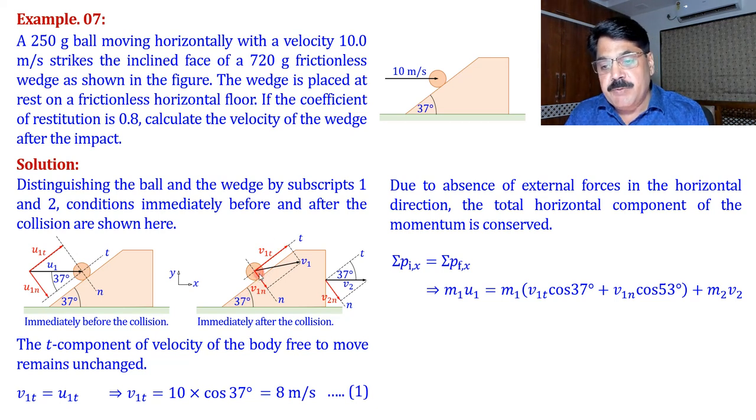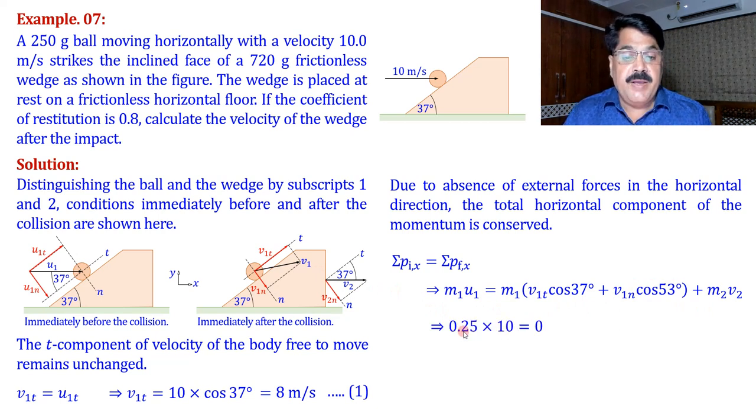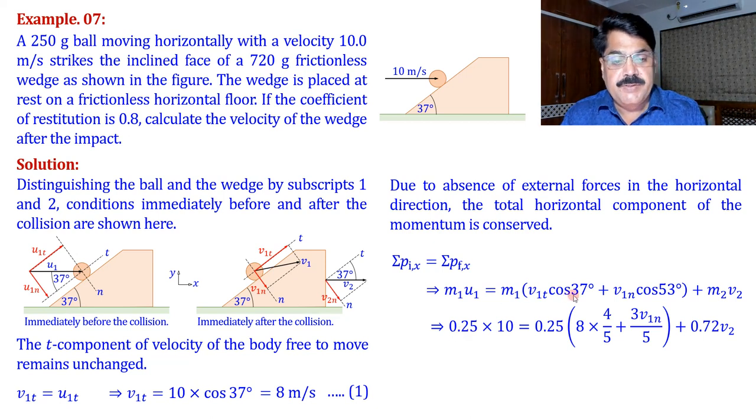So this angle is 37, so from horizontal this makes 37. This will make 53. So what do we write? V1T cos 37 and V1N cos 53. And for the wedge it is capital M into V2. So just understand it. Now we substitute the values. So 0.25 into 10 is equal to 0.25 into 8 into 4 by 5 plus 3 V1N upon 5 plus 0.72 into V2, because cos 37 is 4 by 5 and cos 53 is 3 by 5.